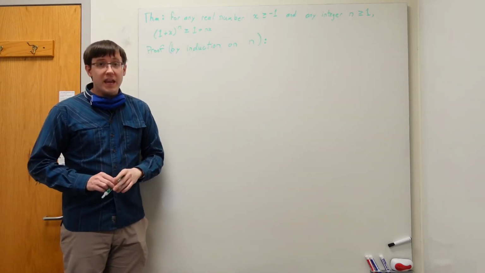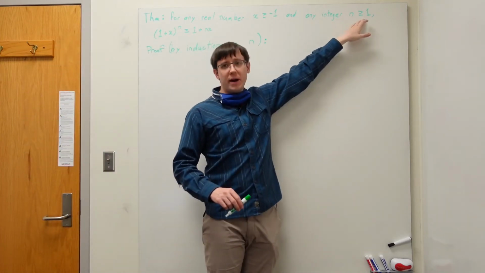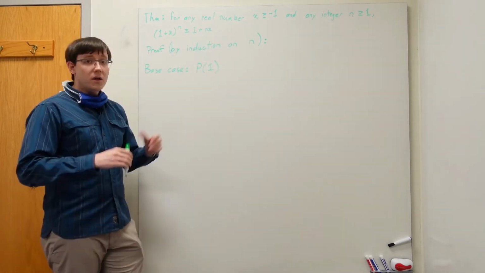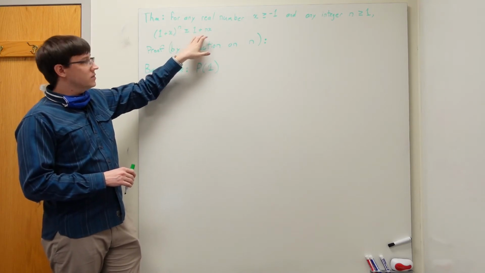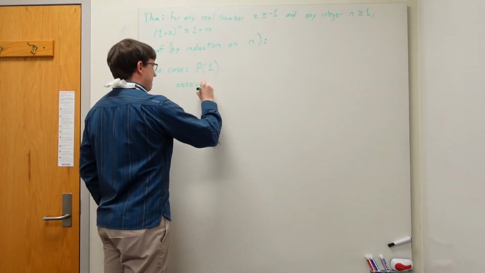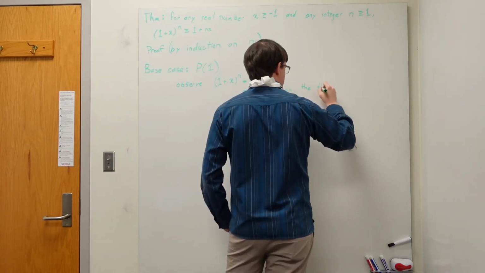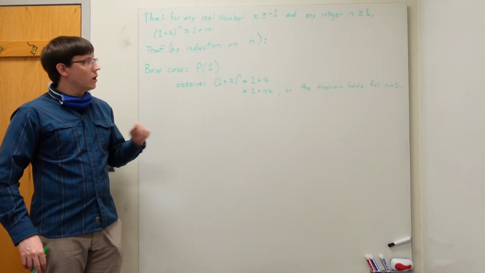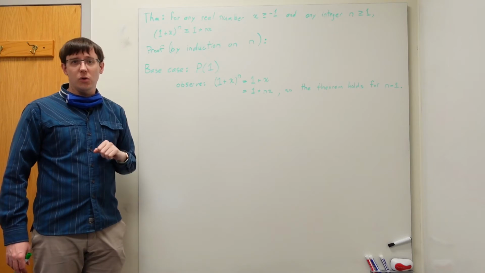So we need to start with a base case of showing that the property holds for the smallest n we care about, which in this case is 1. So here we want to show that (1 plus x) to the 1 is greater than or equal to 1 plus n times x for all real numbers that meet our constraint. As usually happens, the base case is easy to show. When we plug in 1 for n, we get an equality, and so the inequality clearly holds.